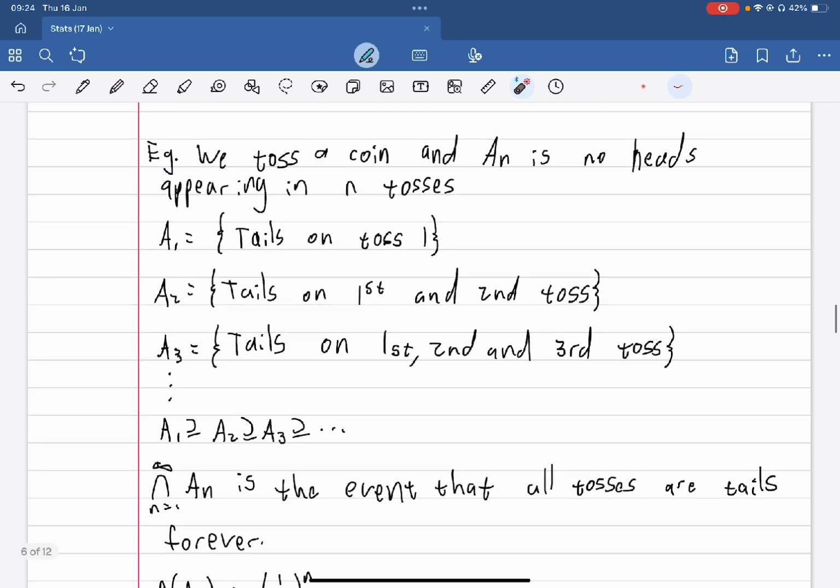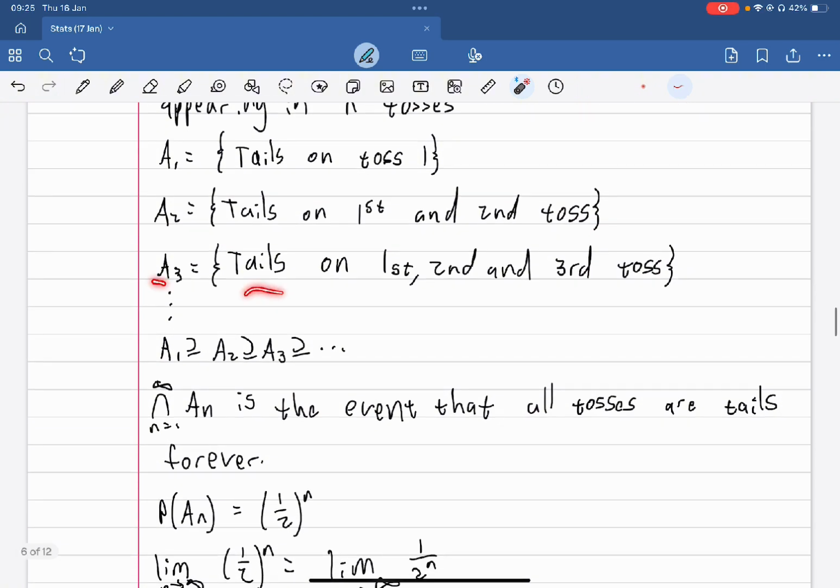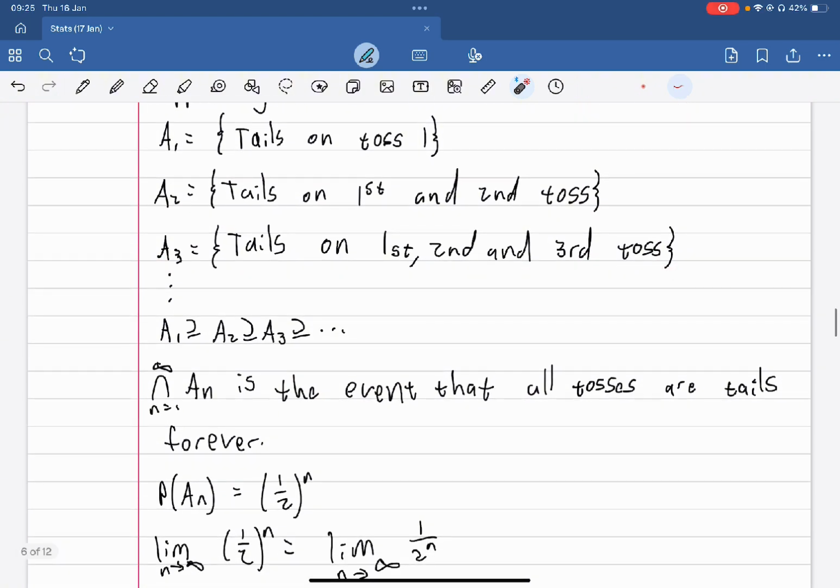So let's do another similar example. Let's say we toss a coin, and An is the event of no heads, when no heads appear in n tosses. So A1 is you get tails on toss 1. No heads just means you get tails on basically all your tosses. So A2 is you get tails on toss 1 and 2, A3 is you get tails on toss 1, 2, and 3, and A100 will be we get 100 tails in a row, basically.